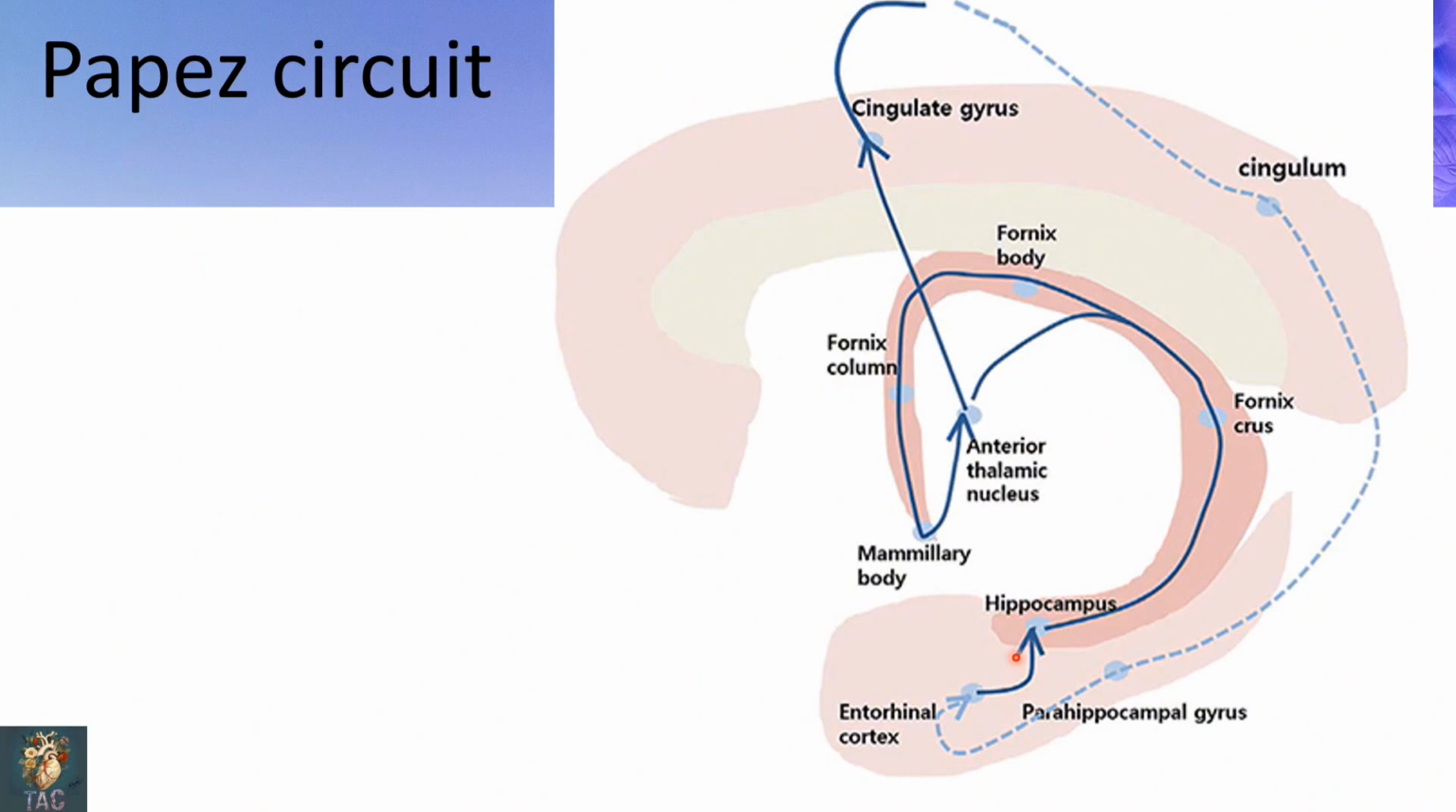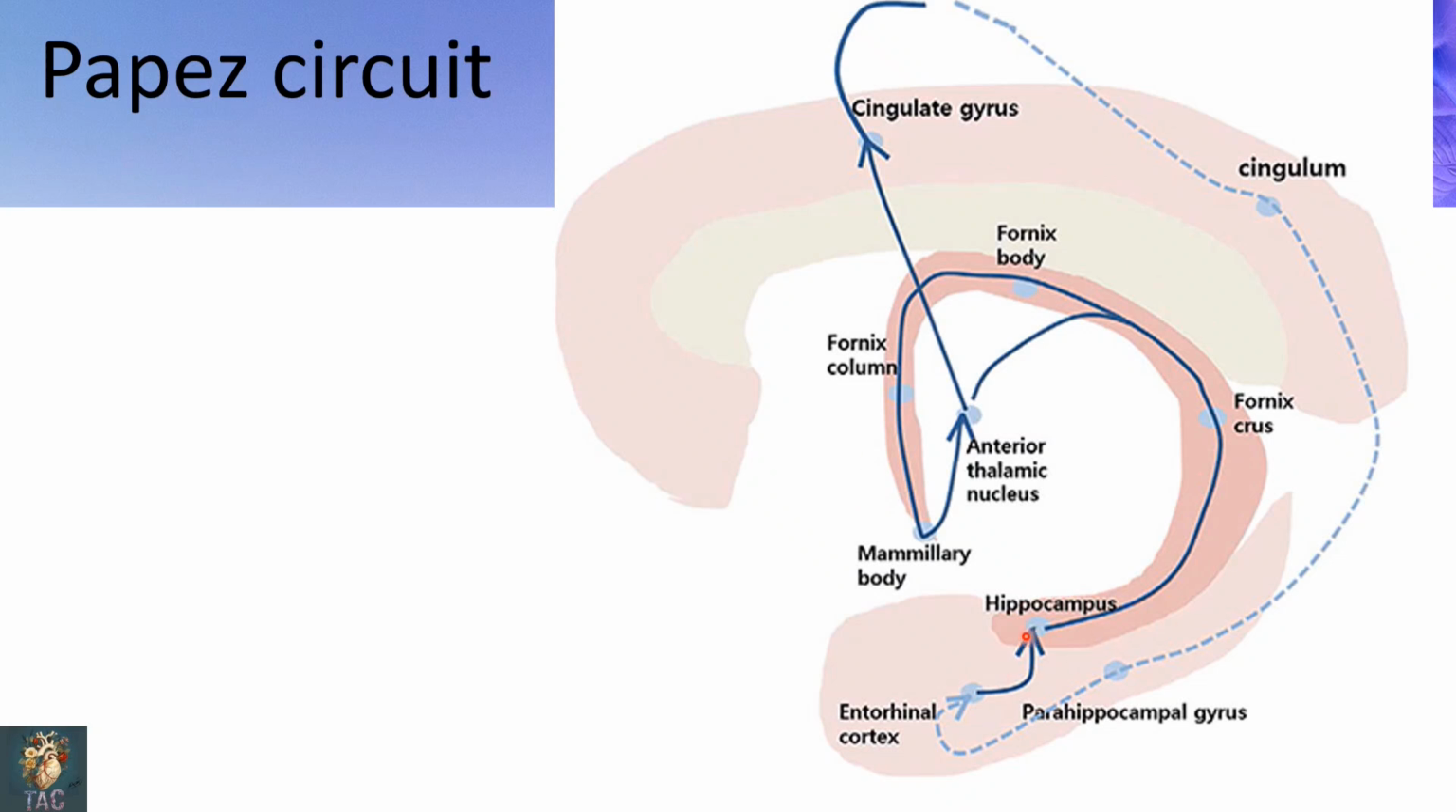And a very important point over here is that this Papez circuit is related to the emotional aspects of memory. This Papez circuit will be affected in different diseases of the brain, like Alzheimer's disease, and the one in which there is thiamine deficiency, which will lead to an effect in this area. So this Papez circuit is very important.